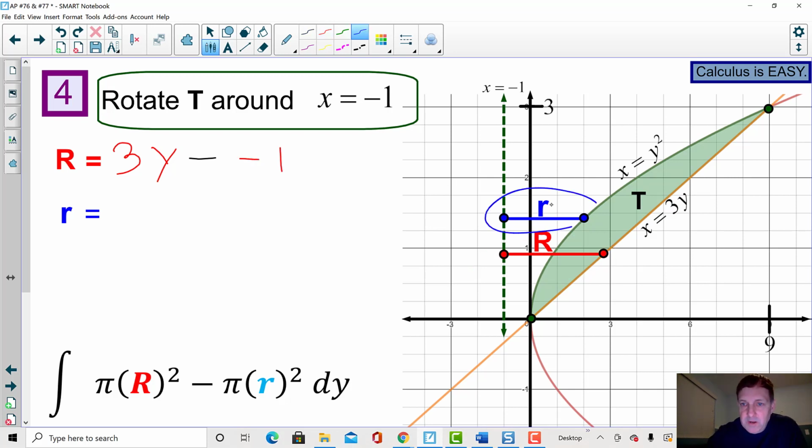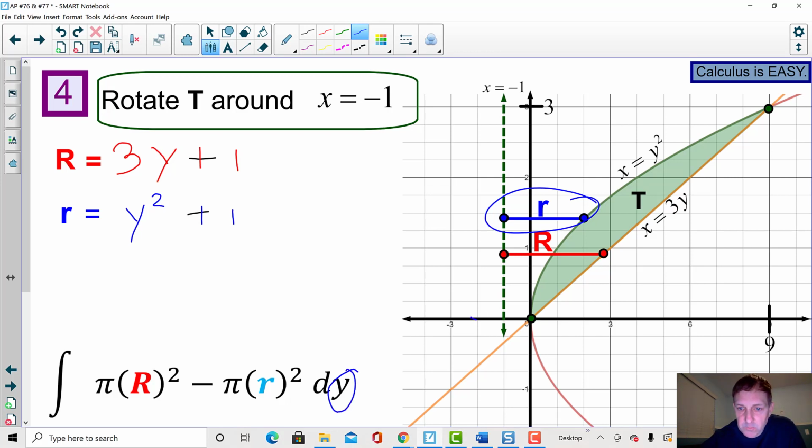Okay, our little r, we've got to do right minus left. The right is going to be y squared, then we do minus, and then the left is going to be -1. Whenever you do minus -1, that's the same thing as +1. So let's fix both of those. We'll write +1. And then the bounds are going to be y values.